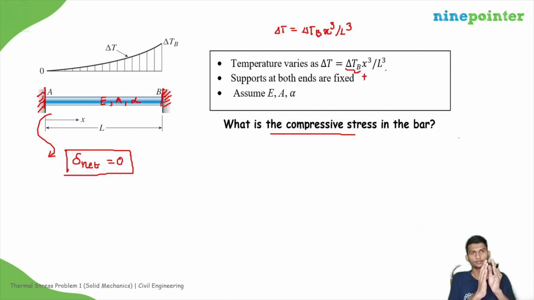So the expansion is recovered. Suppose it is expanded by some length, then it should come back to its original place. That will be done by a reactive force P. To come back, we need to have compression. To nullify expansion, we need compression. So compression means it will create a compressive stress in the bar. The reactive force developed because of this constraint is compressive, and that is the reason why compressive stress is asked in the question.